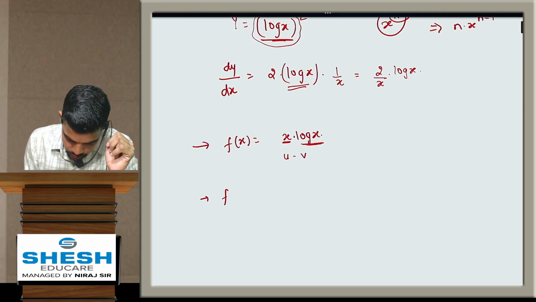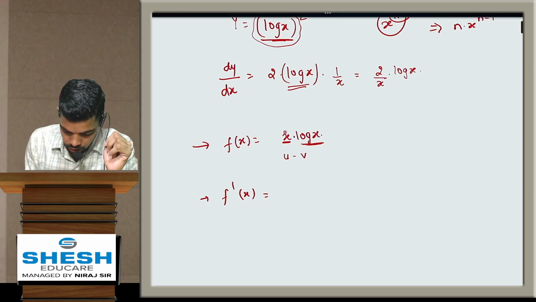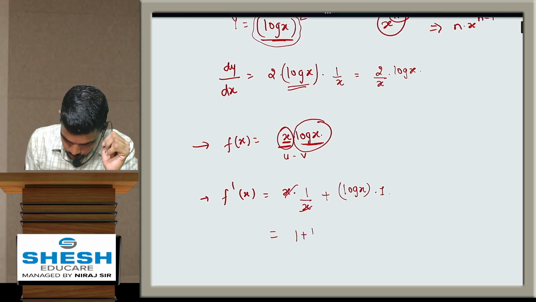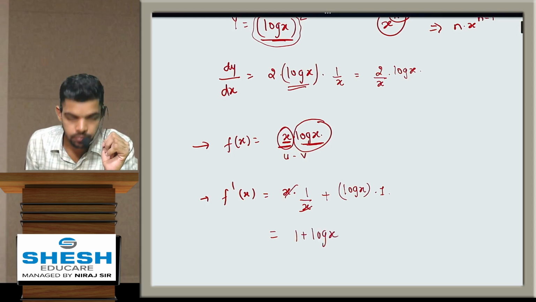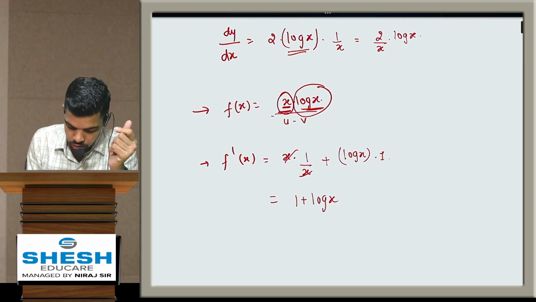So what will be derivative of f of x, which is written as f dash of x? x will be as it is into derivative of v, which is log x, whose derivative is 1 by x, plus v which is log x into derivative of u, derivative of x is 1, which is nothing but 1 plus log x. This is derivative of x log x.